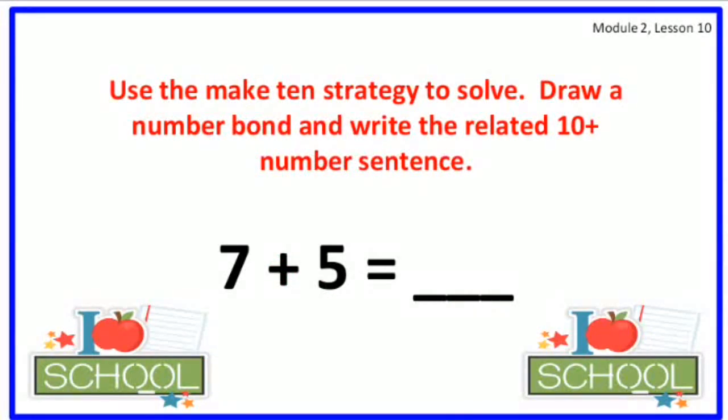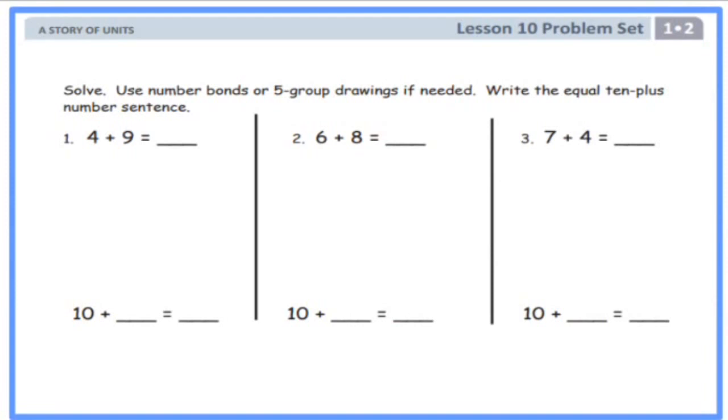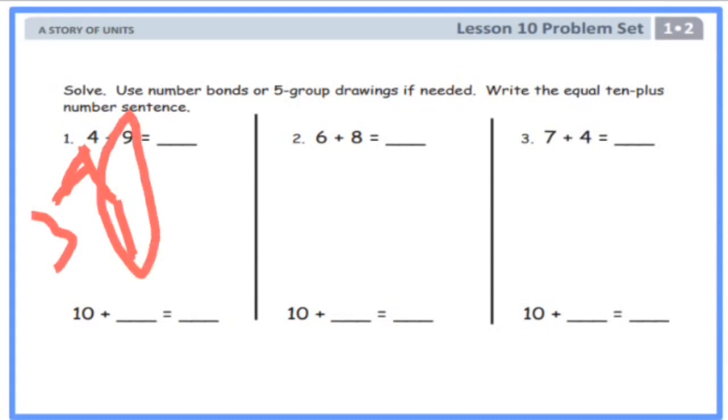Alright, let's move on to our problem set for today's class. Now, solve. Use number bonds or 5-group drawings if needed. Write the equal 10 plus number sentence. So let's solve all of these quickly. We have 1, 2, 3. Are you ready? Now, I will share my 4 because it is the smaller number into 1 and 3. 9 and 1 make 10. 10 and 3, that's 13. Very good. You can see it's so simple.